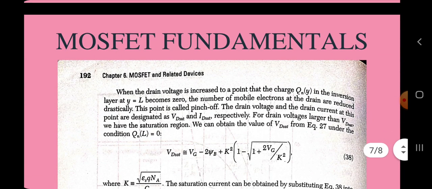So when the drain voltage is increased to a point that the charge Qn(y) in the inversion layer at y is equal to L becomes 0, the number of mobile electrons at the drain is reduced drastically. This point is called the pinch off.